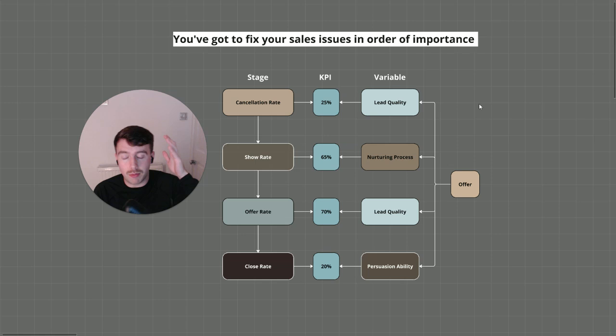A really common one is poor show rates. You can have a really high offer rate and a really high close rate, but if your show rate's terrible, it can destroy your business. But by transforming it, it can completely transform your business as well.